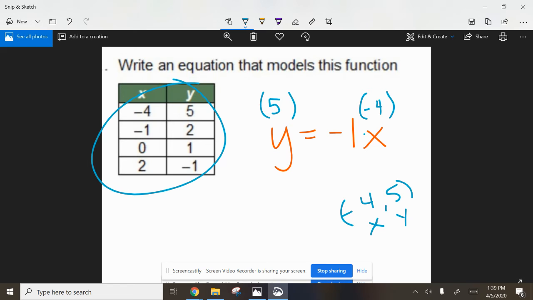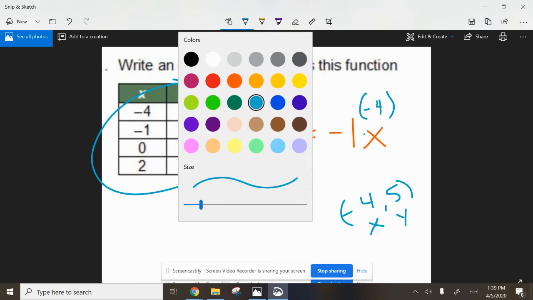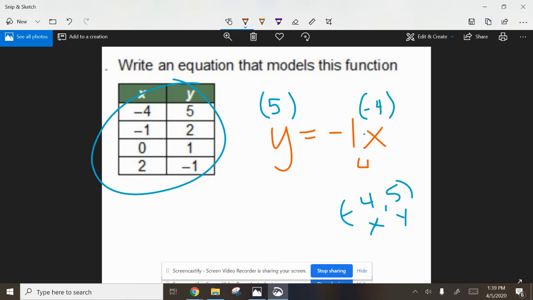What's negative 4 times negative 1? It's going to be positive 4. Do you see that? These two together equal positive 4. Does this 5 over here equal 4? Nope. Only when you add 1.